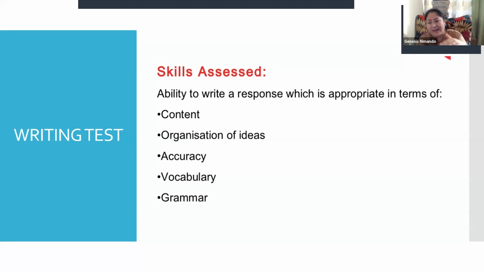So paragraph 1, you have your supporting ideas. Paragraph 2, another supporting idea. And the last paragraph would be a summary of the ideas you presented. So that would be a well-organized essay.